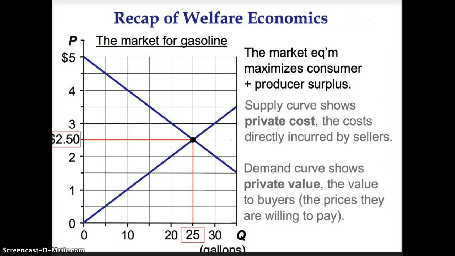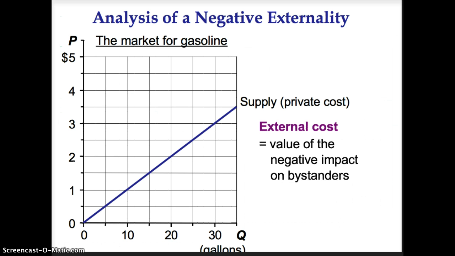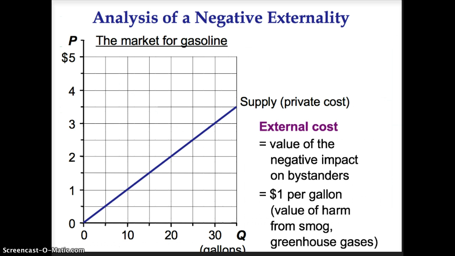Let's now analyze the effect of the negative externality. Since negative externalities impose an external cost on bystanders, the supply curve will shift upward, reflecting the social cost. The external cost is the value of the negative impact on bystanders.